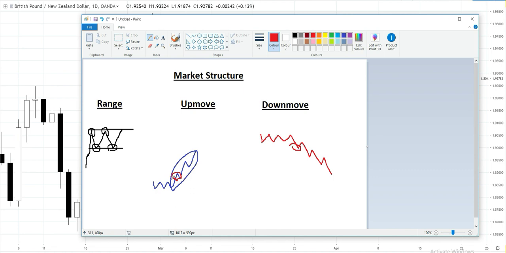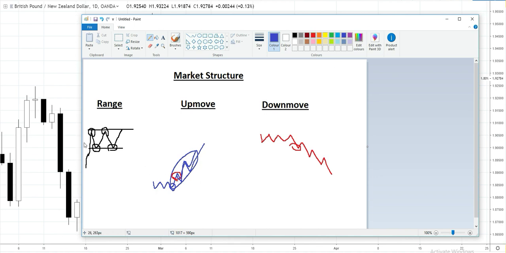If price cannot go back to the last swing high again, then we say that price is ready for a down move. The same goes for the up move. If price is unable to go back to the last low again, then we say that price is ready for the up move already.